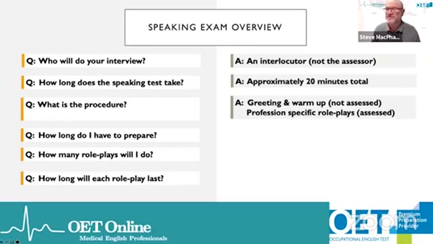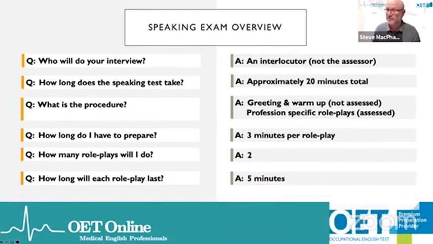The next question, how long do you have to prepare? Well, I think many people, if you've done any review, you probably know that it's 3 minutes per role play. You can have your pen in hand during that time, and you can make notes on your role play card. How many role plays will you do? 2. How long will each role play last? 5 minutes. Sometimes it may go a little bit longer, but on average about 5 minutes.